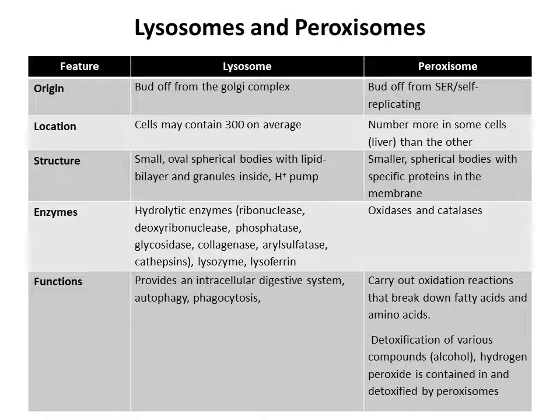As for the peroxisomes, they carry out oxidation reactions that break down fatty acids and amino acids, and they are involved in the detoxification of various compounds, for example alcohol. And once the hydrogen peroxide is formed as a result of detoxification of certain compounds or drugs, this hydrogen peroxide is contained within the peroxisomes, and here it is neutralized by the enzyme catalase. So these are the comparative points which you can use to compose your answers.